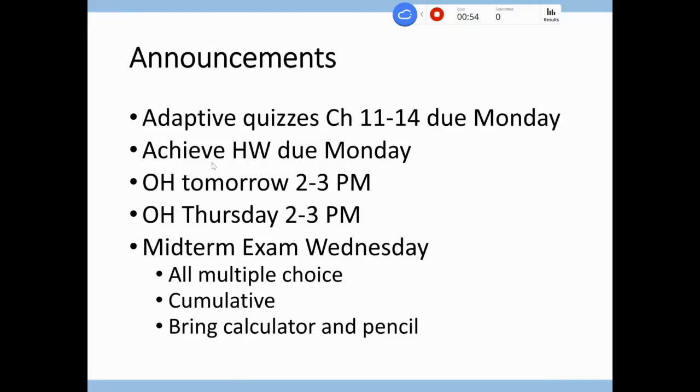Make sure you bring a calculator and a pencil, and I'll provide everything else that you need. So the periodic table sheet, Scantron, scrap paper, I'll provide all of that. So keep that in mind for Wednesday.